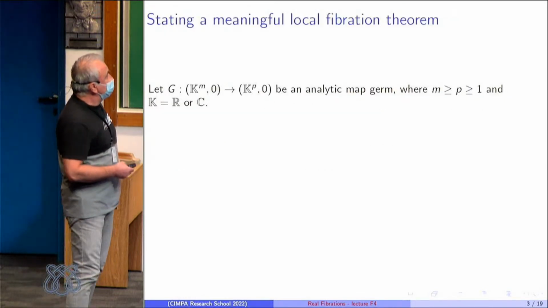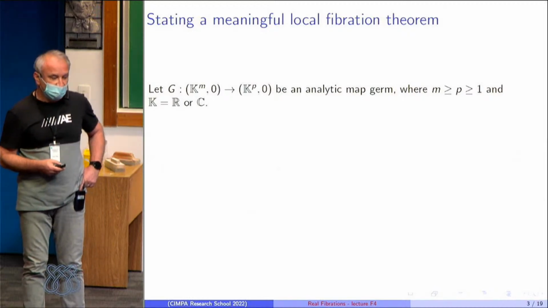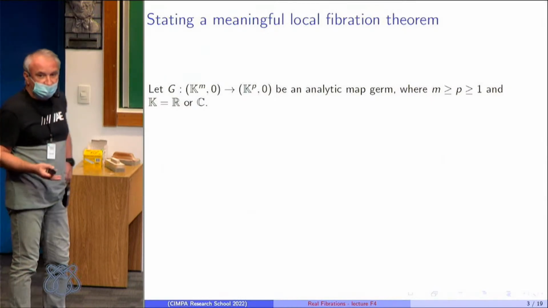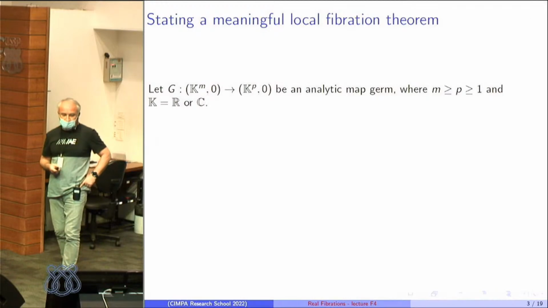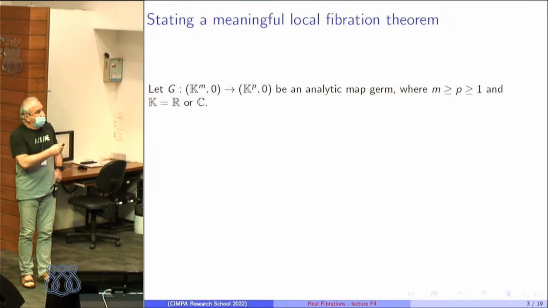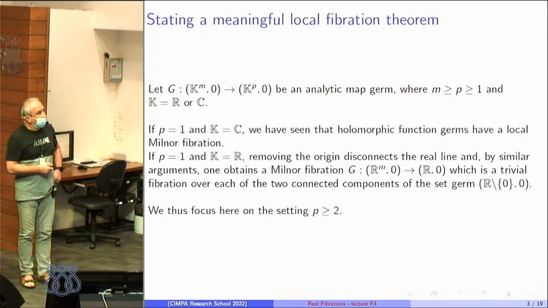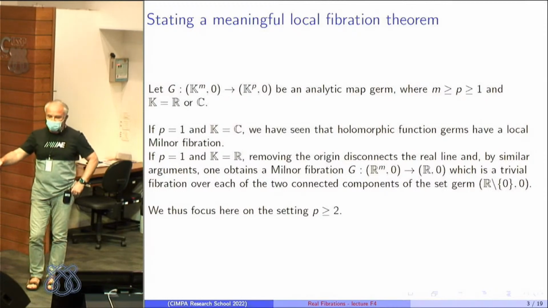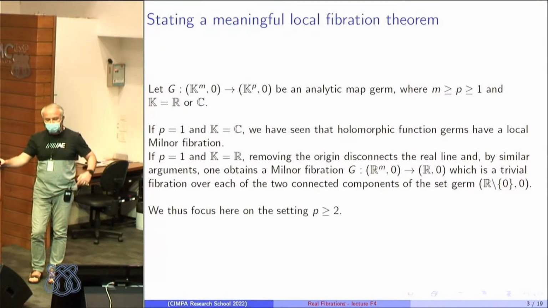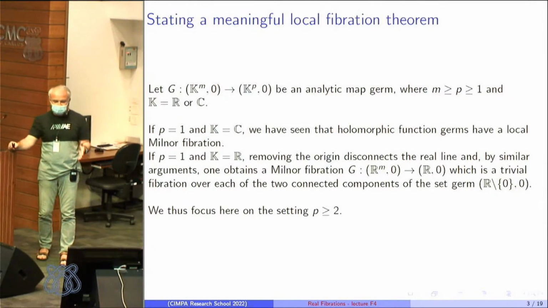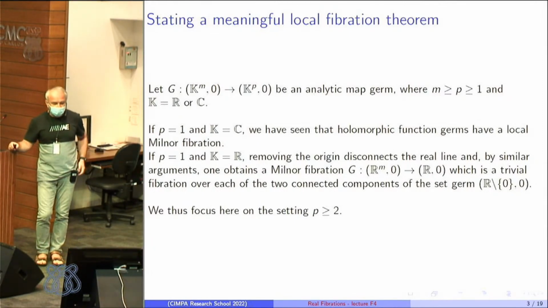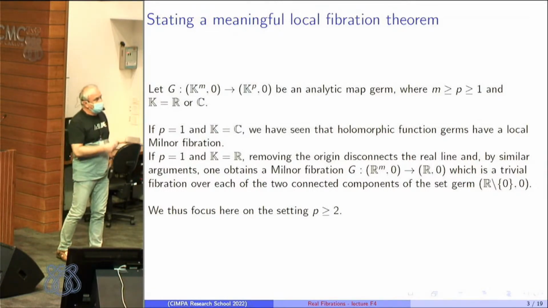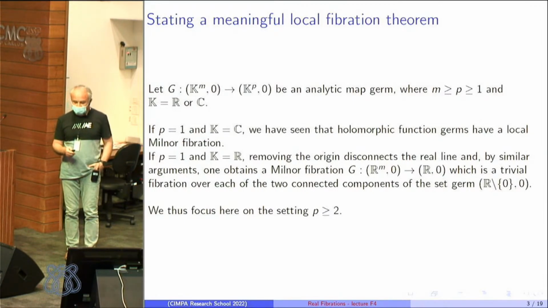As a notation, K is going to stand again either for R or C. You have g, an analytic map, could be real or complex depending on K. And m is greater than or equal to p. And as I said, for p equals 1, you have Milnor's fibration theorem, the classical Milnor fibration theorem. It works in C, but it works in the same way over R. And because we want to go further, we assume that p is greater than or equal to 2 from now on.